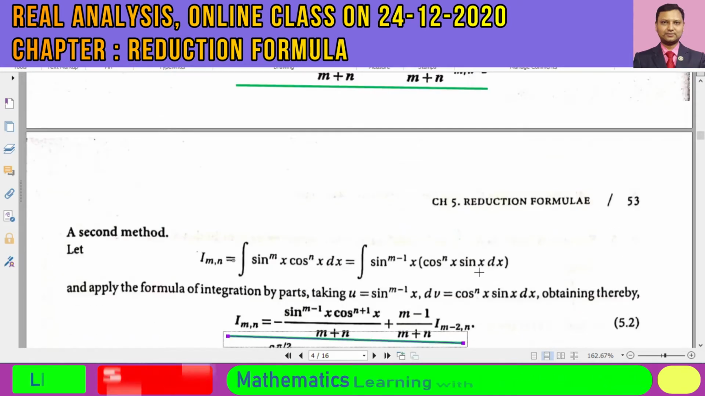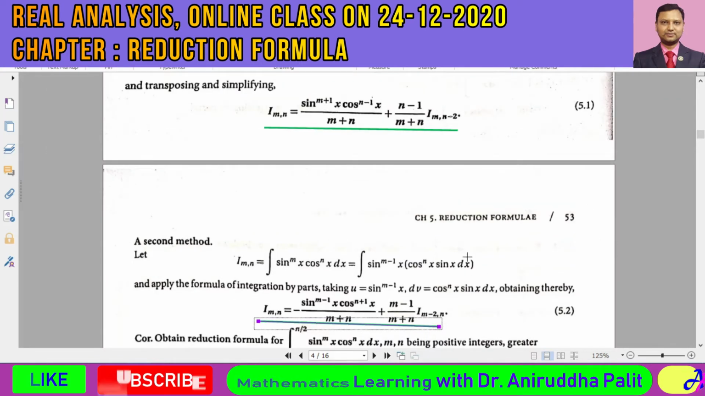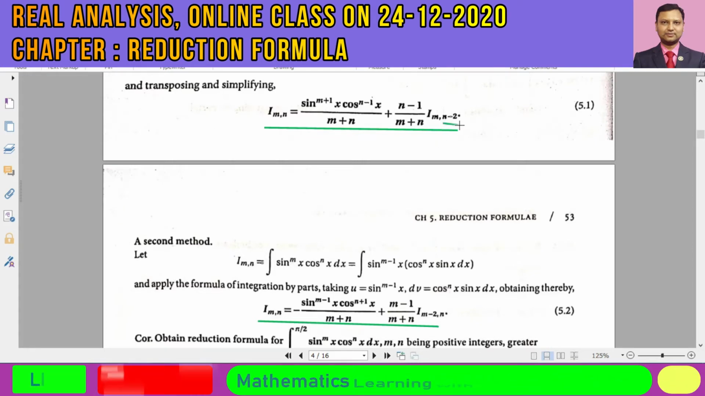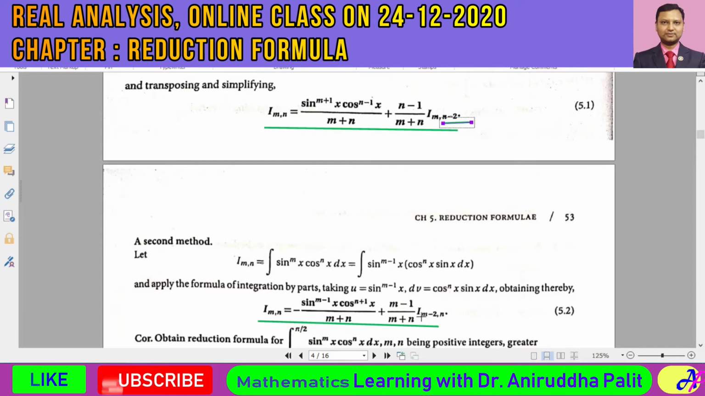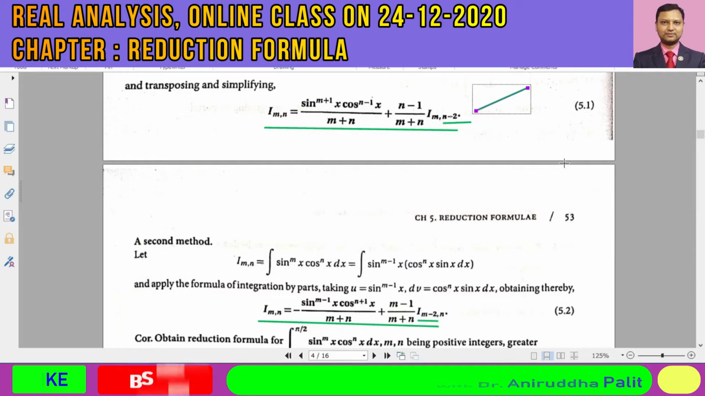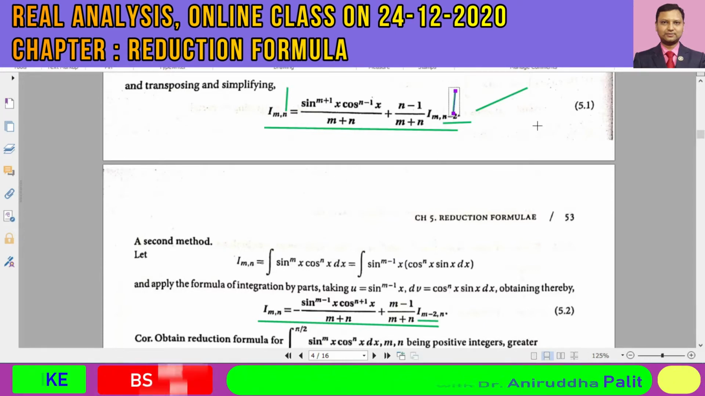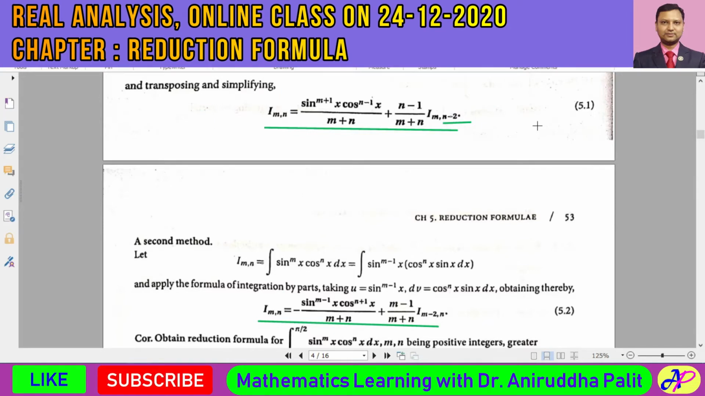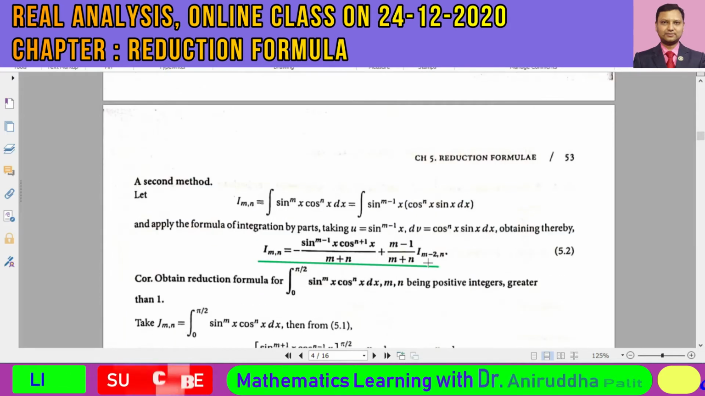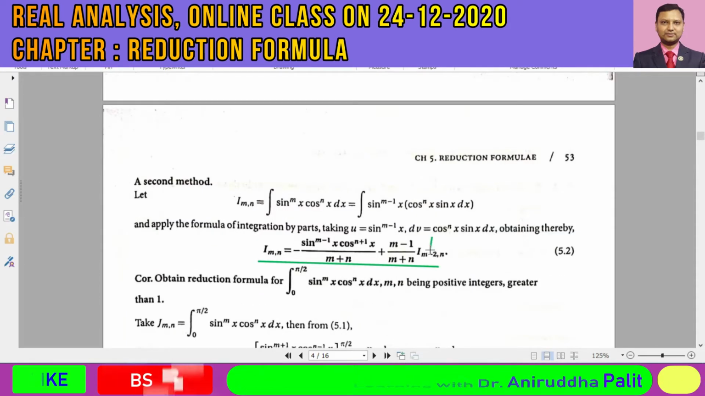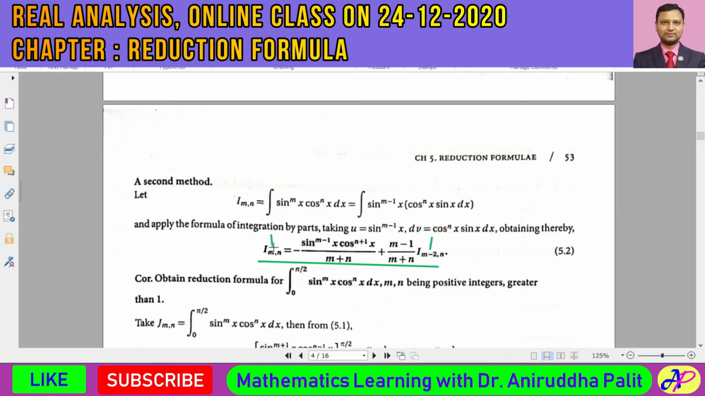If you look at the difference between these two over here, the second index is n minus 2, but in this second formula the first index is m minus 2. What I am trying to say is that in this first formula, we have a decrease of the second index from the index n to the index n minus 2. That means the second index has been decreased. However, in this formula, the first index has been decreased. Over here we have m minus 2, and on the left hand side we have m.